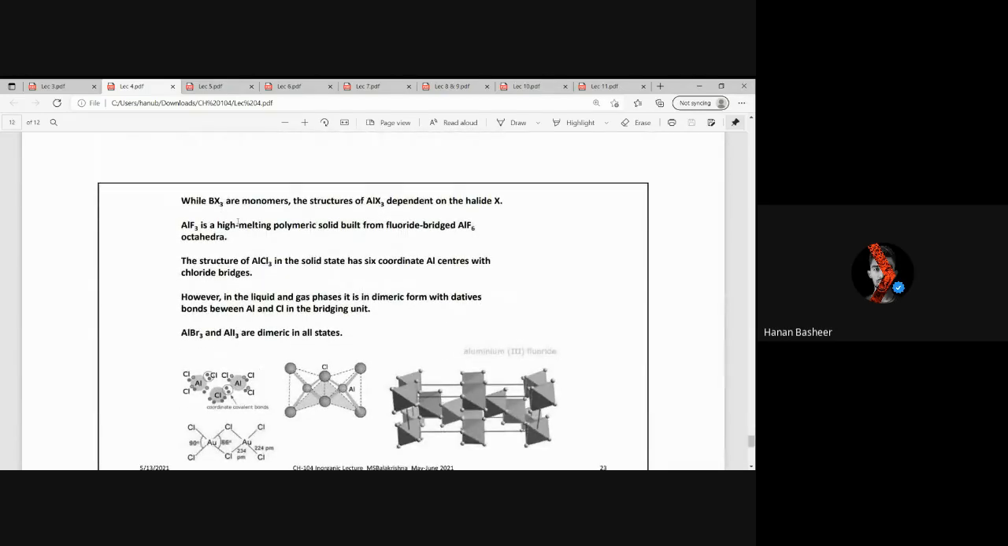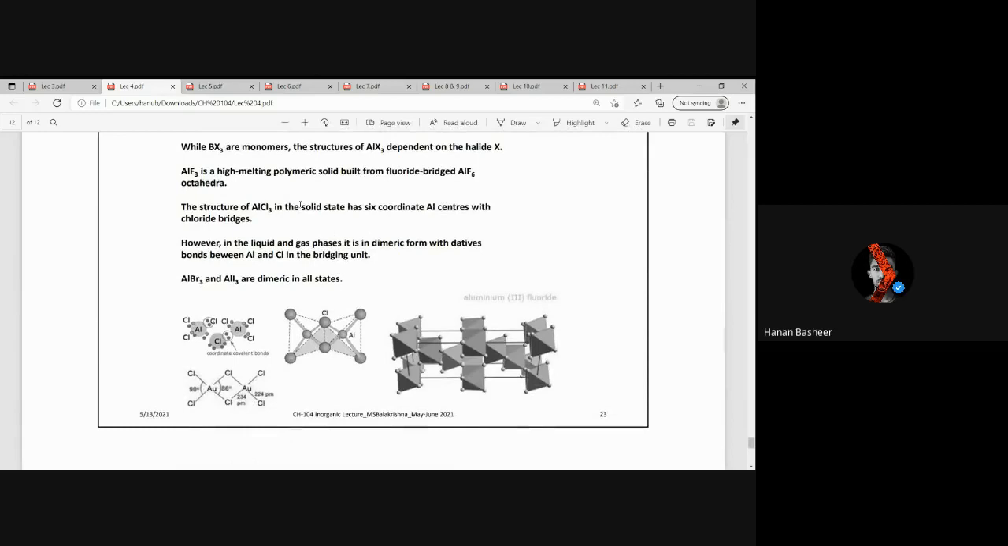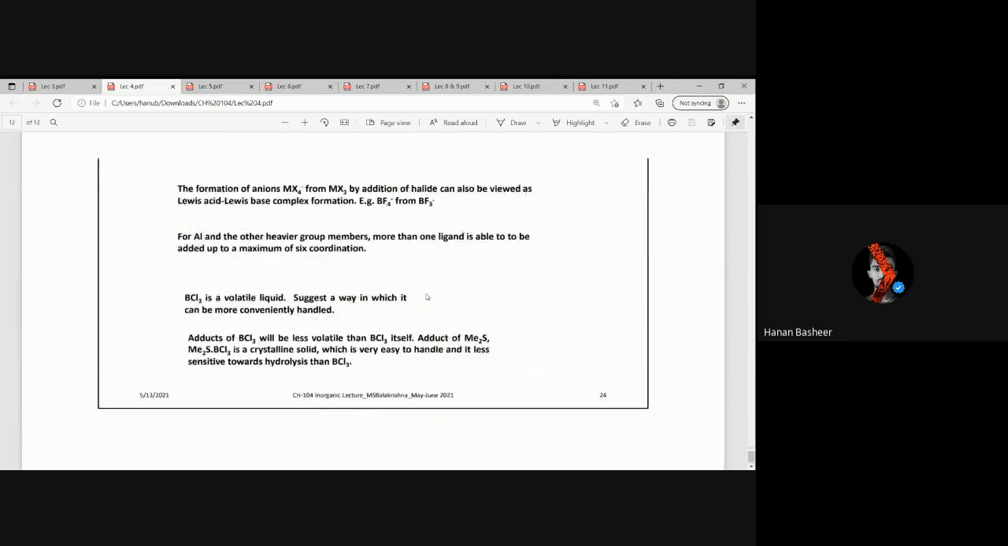Then while BX3 are monomers, the structure of AlX3 depends on the halide X, and AlF3 is a high melting polymer, so we have to keep that in mind. And the structure of AlCl3 in the solid state has six coordinate Al and Cl bridges. However, in the liquid and gas phase, it is dimeric with dative bonds between Al and Cl. So they will have a dative bond, and AlBr3 and AlI3 are dimeric in all states.